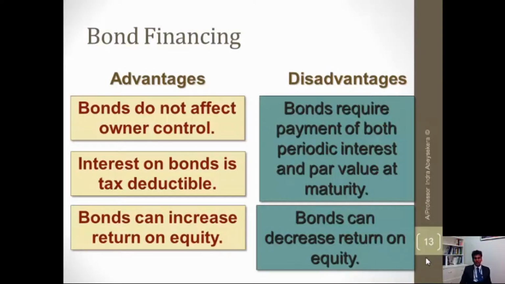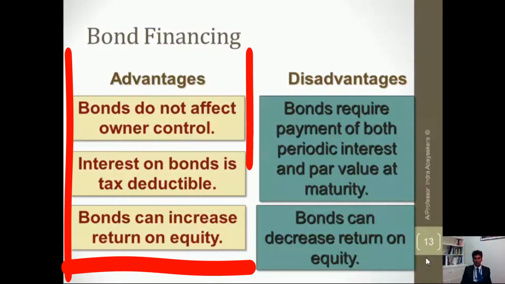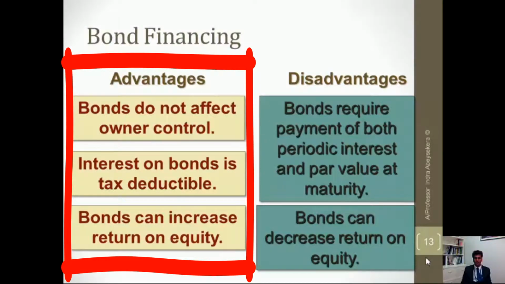There are various advantages in issuing bonds for financing purposes because it doesn't affect the ownership. It's like a liability. It is a liability. It's like a loan, but it is different. And the interest on bonds is also tax deductible.